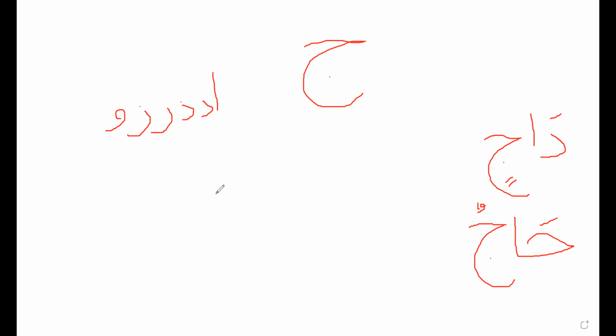Okay, let us come up with an example where the letter Waw comes before the Jeem. Zawjun, a husband. You can see what I'm talking about. Zawjun. This is our Waw and this is our Jeem, with Waw being one of the special letters.